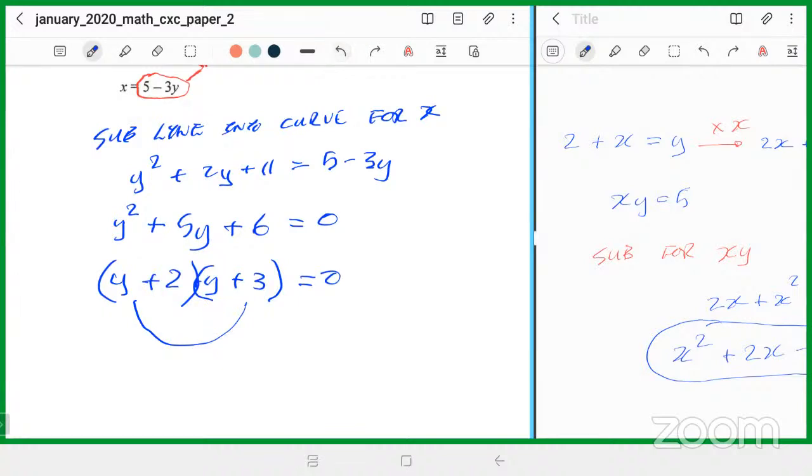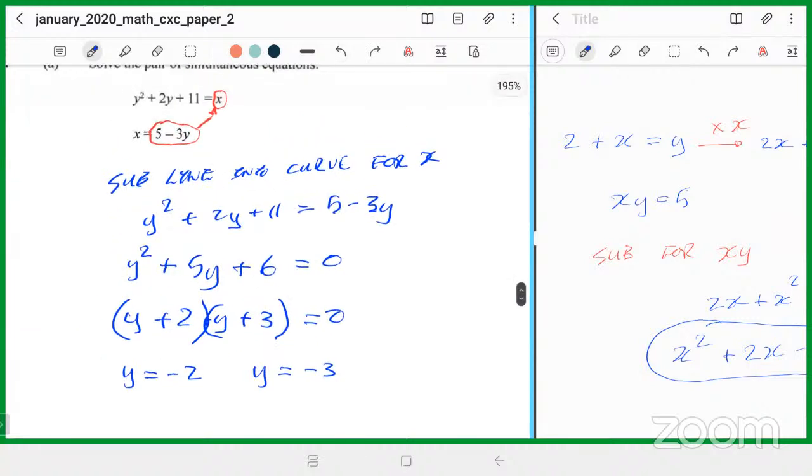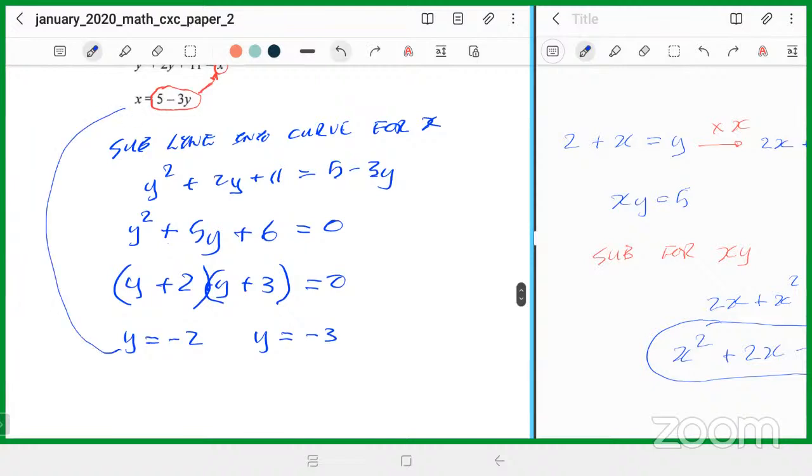All right. So if this factor equals 0, then it means that y is equal to negative 2. If this factor equals 0, then that would give y equals negative 3. So we have found the y values already. We just need to substitute to get the x values now. So what better place to substitute them in than in a line that has x as the subject up there. So I'm going to substitute them into this one, x equals 5 minus y.